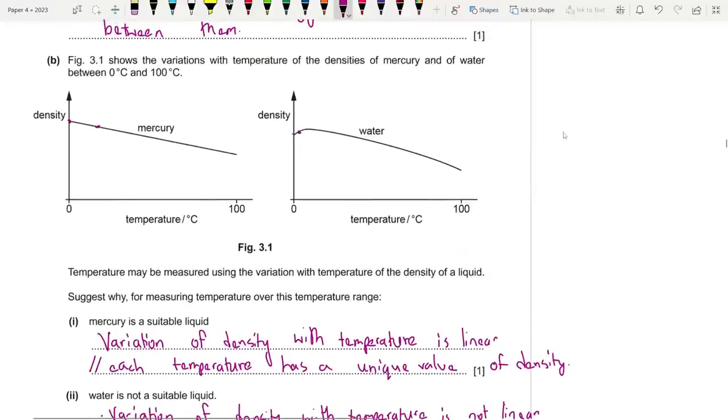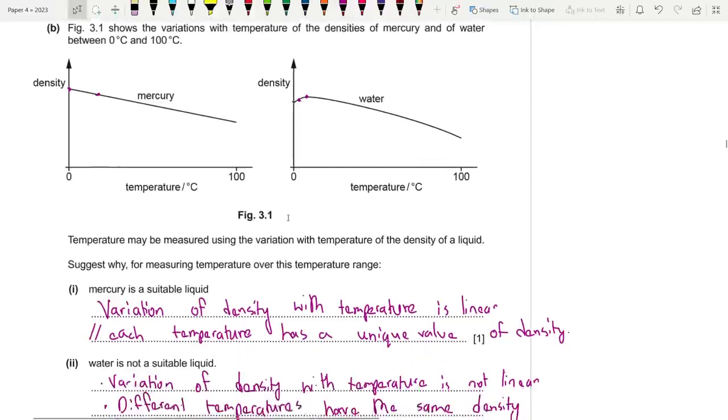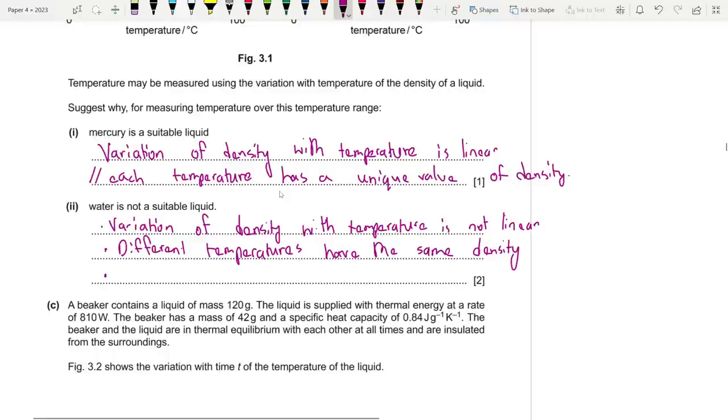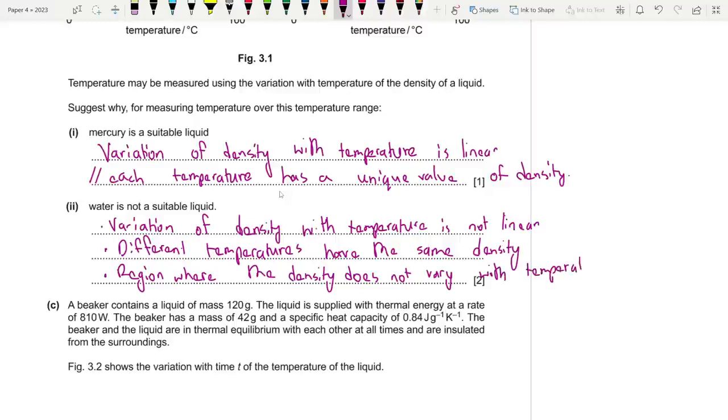Or you could say that there's a turning point, right? In turning points dy by dx is 0. So there is a point, or there are regions where the density does not vary with temperature. Okay, that is a red flag. You can't have that. Different temperatures have the same density. That is the point we talked about. And there is a region where the density does not vary with temperature.